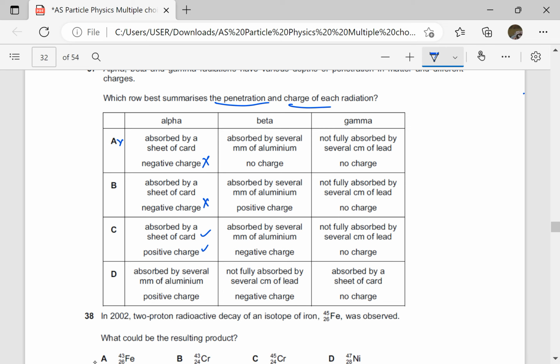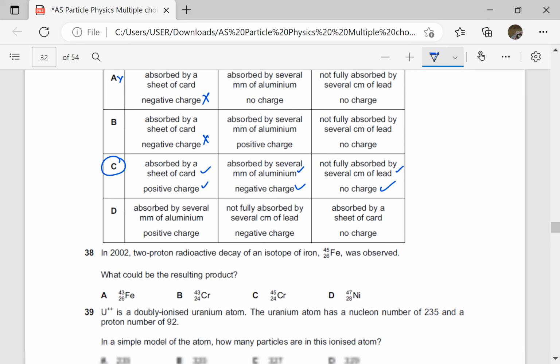Beta particle absorbed by several millimeters of aluminium. That is true. They have a negative charge. Not fully absorbed by several centimeters of lead. That is true. They have no charge. So the answer is going to be C. Gamma radiations are not fully absorbed by a few centimeters of lead. Most of them are absorbed, but not fully. And they have no charge.